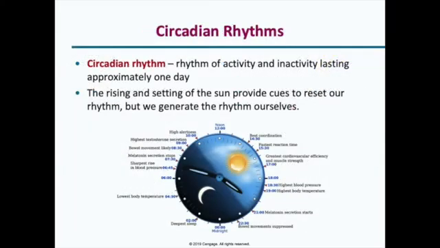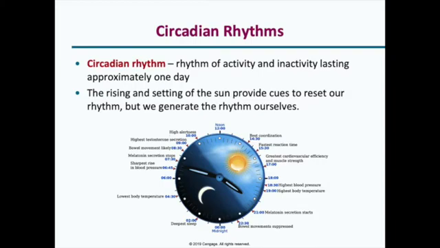Humans have mechanisms that prepare us for activity during the day and sleep at night. Like other animals, we generate what's called a circadian rhythm, a rhythm of activity and inactivity lasting about a day. The rising and setting of the sun provides cues to reset our rhythm, but we generate the rhythm ourselves.